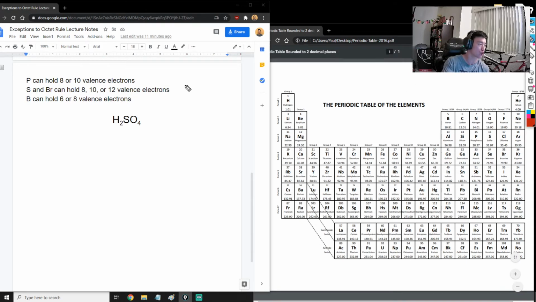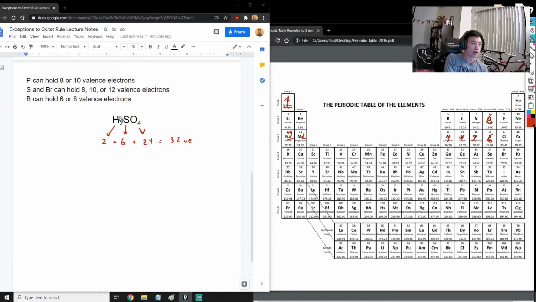It says H2SO4. All right, so if we start with H, H is the first box, so it's 1, but there's 2 of them, so there's going to be 2. If we look at S, S is box number 1, 2, 3, 4, 5, 6, so it's going to bring 6. And then oxygen is also box number 6, but there's 4 of them, so 4 times 6 is 24. So that means the total number of electrons here is going to be 32.